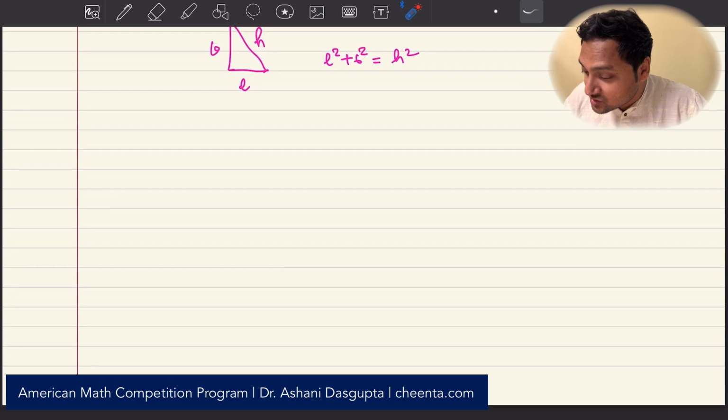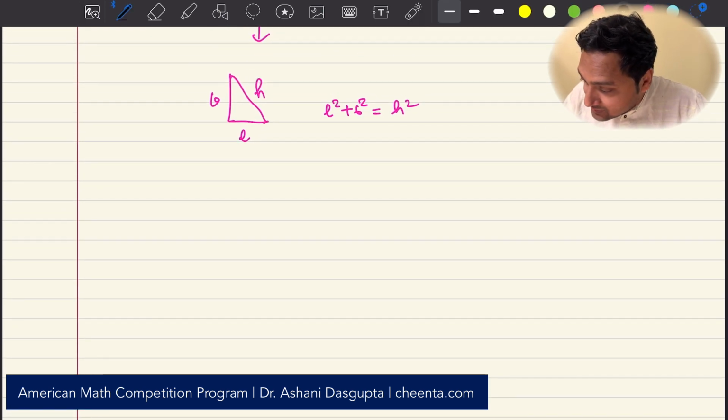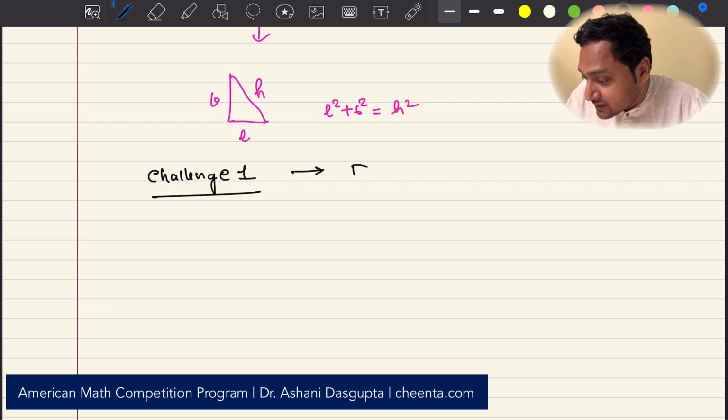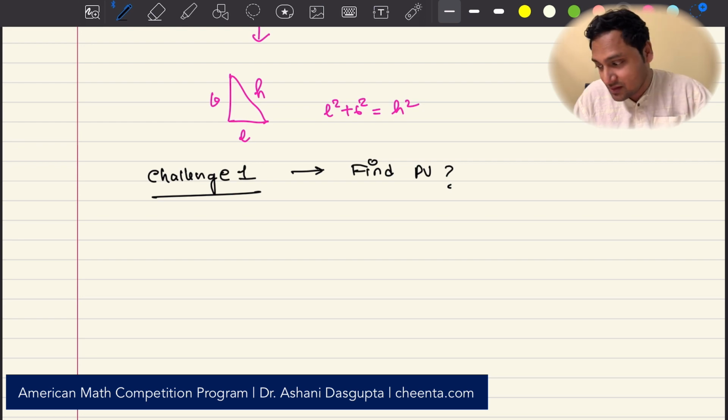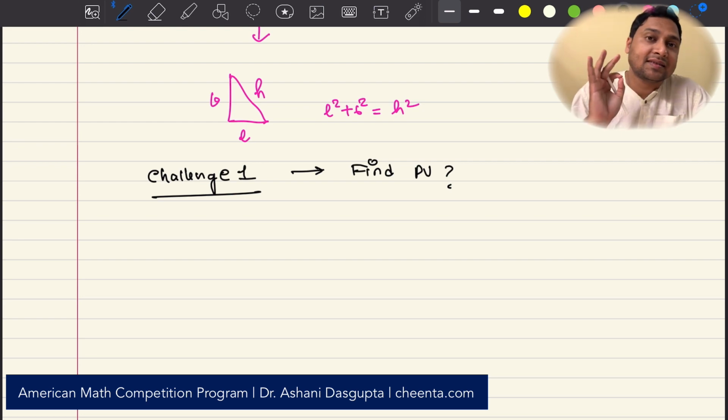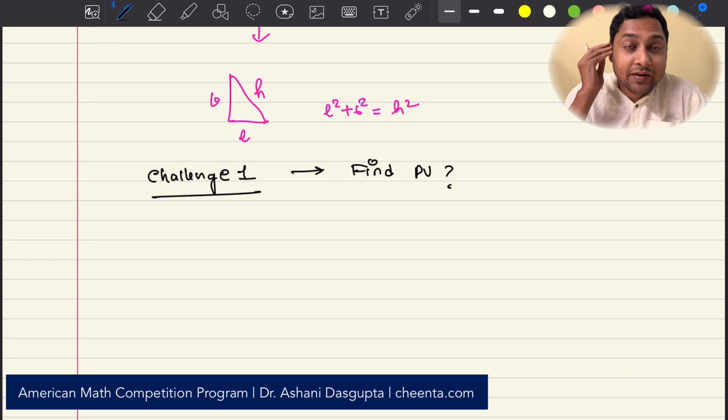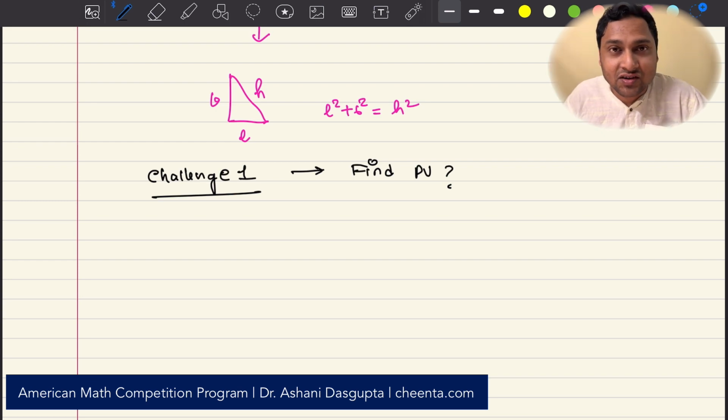So this is challenge 1. It's very simple. Find PU. It's not related to the main objective of the problem, but you can find it using Pythagoras theorem. If you can solve it, put it in the comment section. Let me see what you have got.